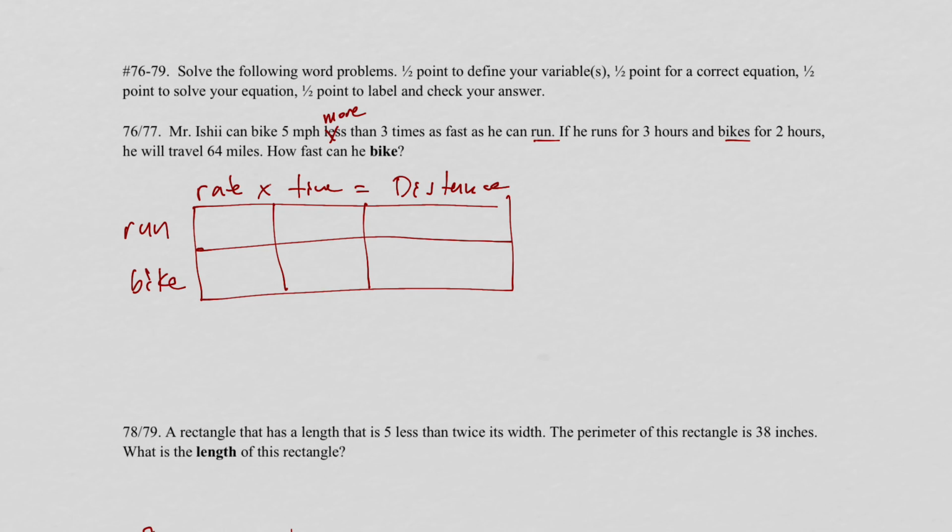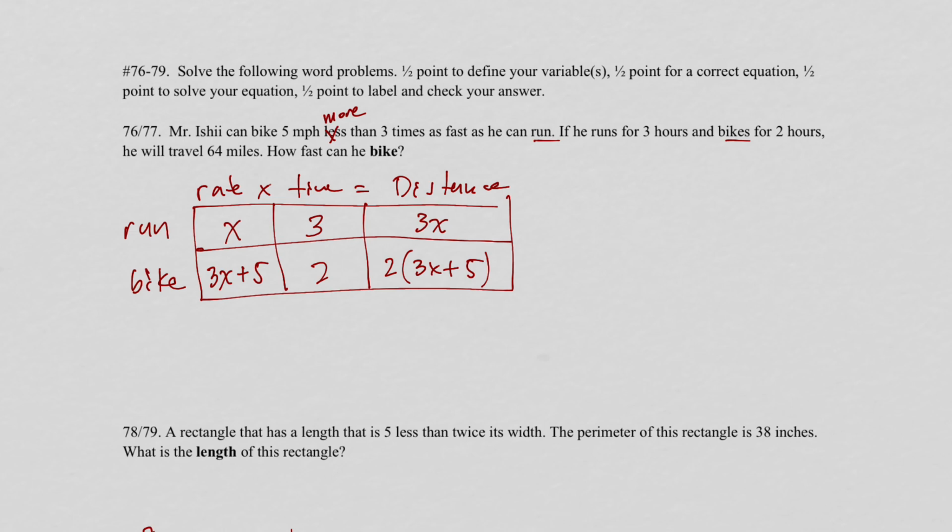All right, now it says that I can bike 5 miles per hour more than 3 times as fast as I can run. So I'll say x for run. 5 miles per hour more is that than 3 times as fast. So this represents 3 times as fast, and this represents 5 miles more than that. The time says I run for 3 hours, and I bike for 2 hours. So this will be 3x and 2 times 3x plus 5. Let me make that nicer.